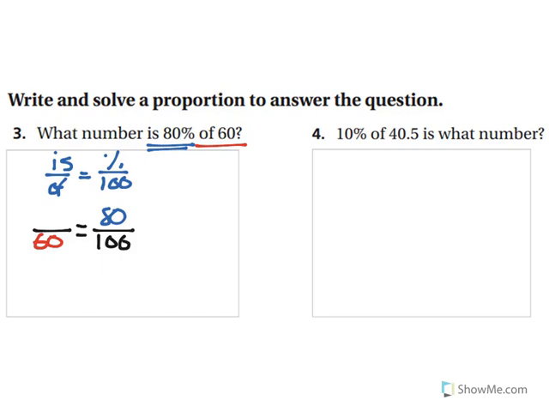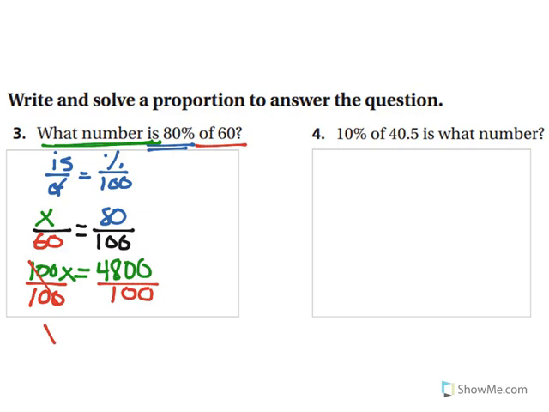And so the last part is what number is. I don't know what number is, so I'm going to put an X for the is. So 100 times X is 100X. 60 times 80 is 4,800. I can divide both sides by the 100 to get that X by itself. We're going to isolate that X.